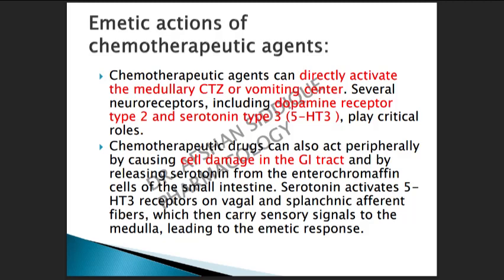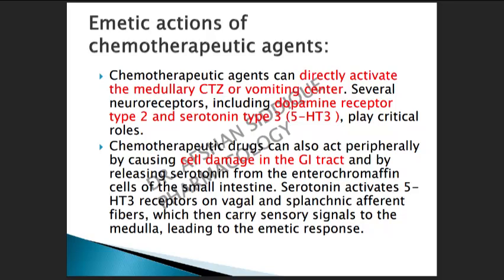Chemotherapeutic drugs can also act peripherally by causing cell damage or GI tract damage, and that will release the neurotransmitter serotonin from the enterochromaffin cells of the small intestine. Now, serotonin activates 5-HT3 receptors on vagal afferent fibers.